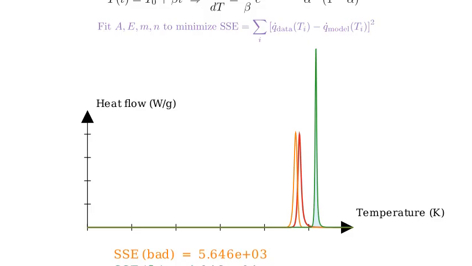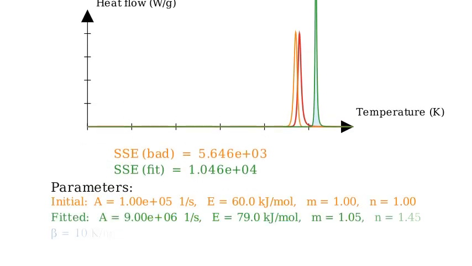Here is a parameter summary. We display the initial guess and the fitted values. Changes in A and E shift the peak position, while m and n control the skew and width of the exotherm. Now compute the extent of reaction versus time.